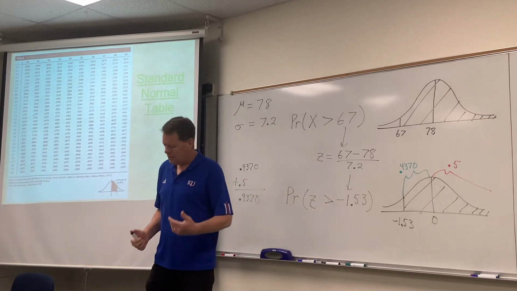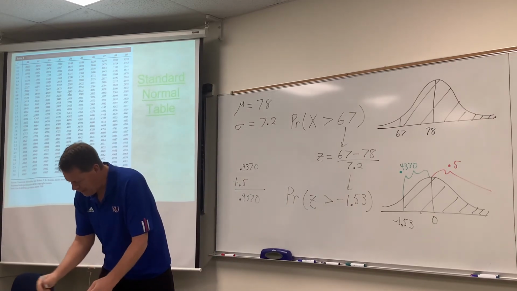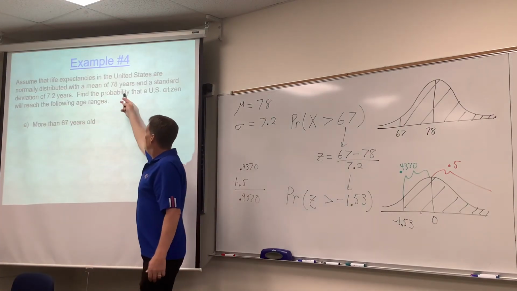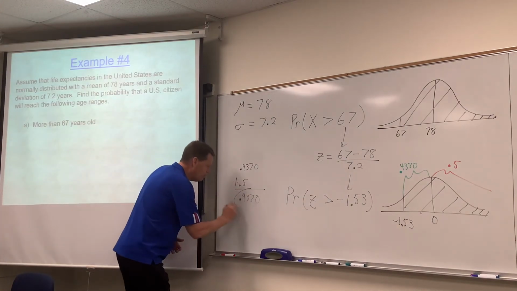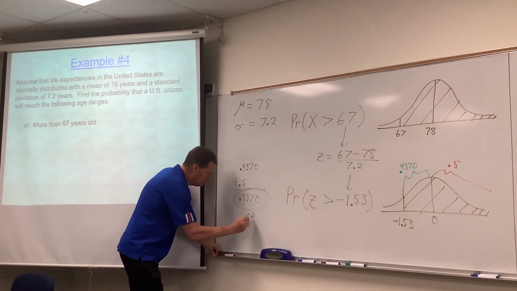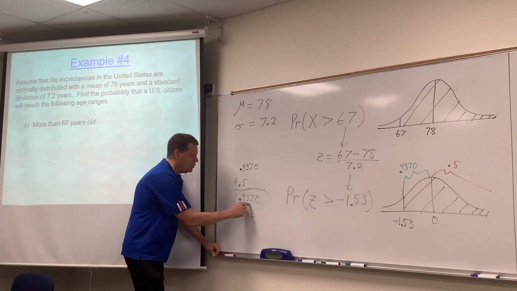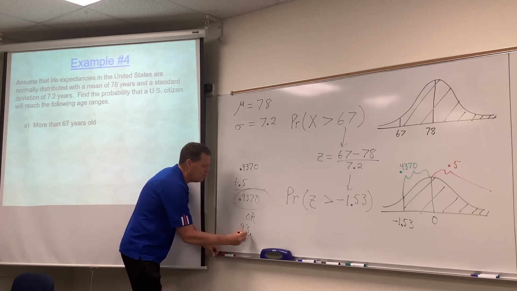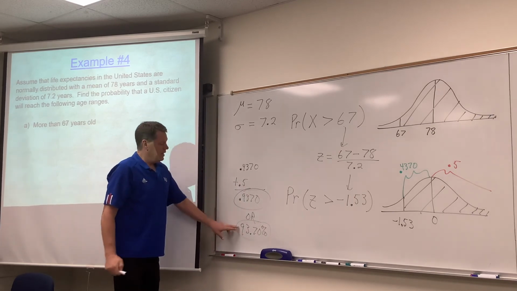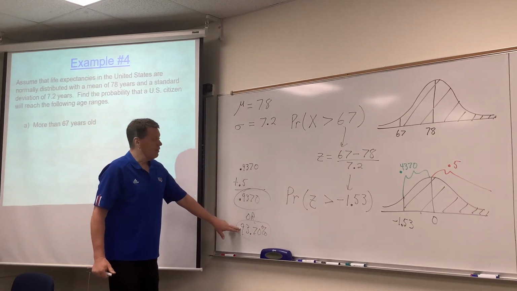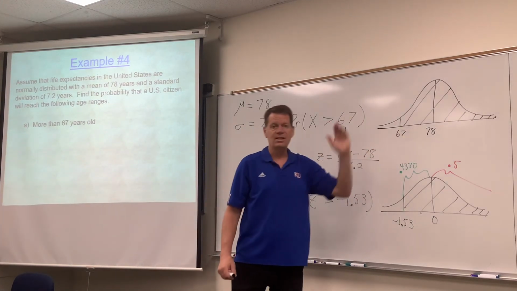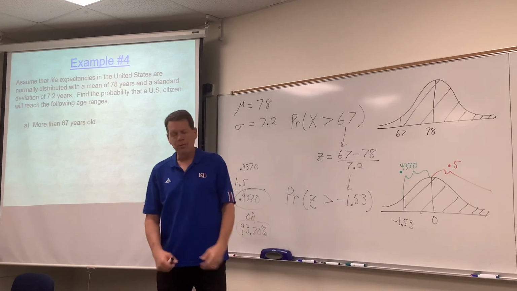And I really don't care terribly how you would report the final answer here. It did say probability, so technically a probability could be left in decimal form, 0.9370. And if you wanted to, this is optional in my opinion, if you wanted to change that to a percentage by moving the decimal 2 places, what we would be able to say is approximately 93.7% of the U.S. population will live to be older than 67. So there you go, that's example 4, part A.